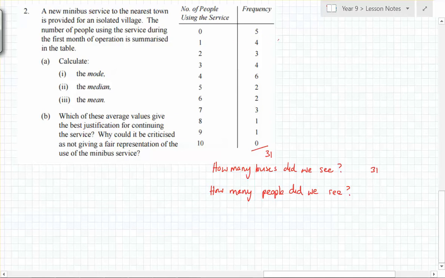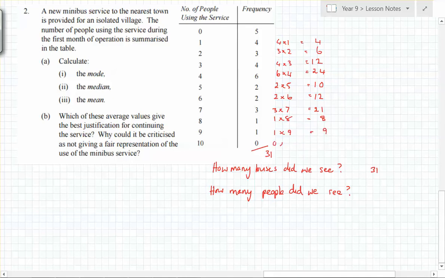So that makes 4 lots of 1 person makes 4 people. 3 lots of 2 people makes 6 people. 4 lots of 3 people makes 12. 6 times 4 is 24. 2 times 5 makes 10. 2 times 6 makes 12. 3 times 7 makes 21. 1 times 8 makes 8. And 1 times 9 makes 9. Just finish off, 0 times 10 makes 0. So that's how many people.